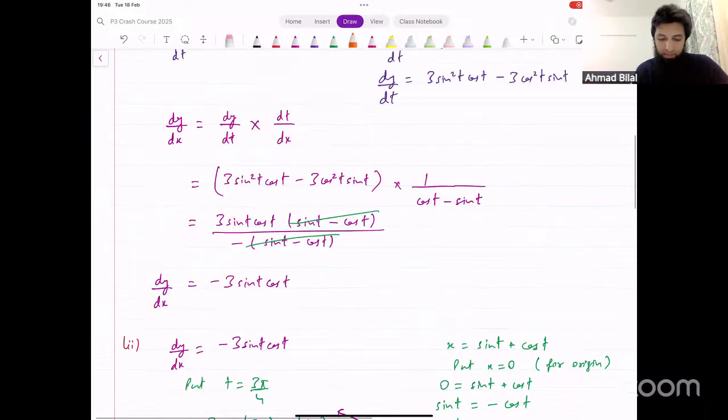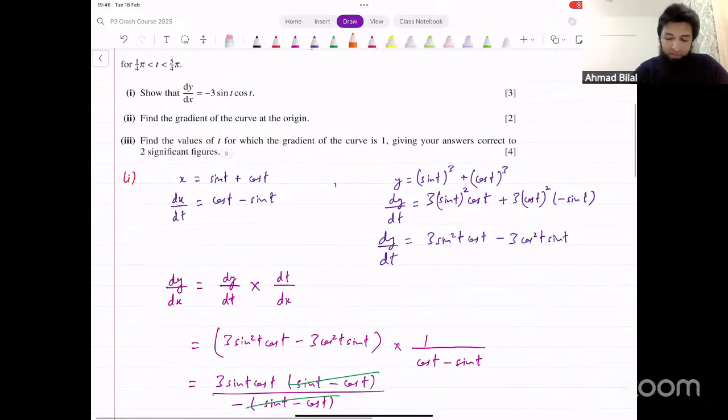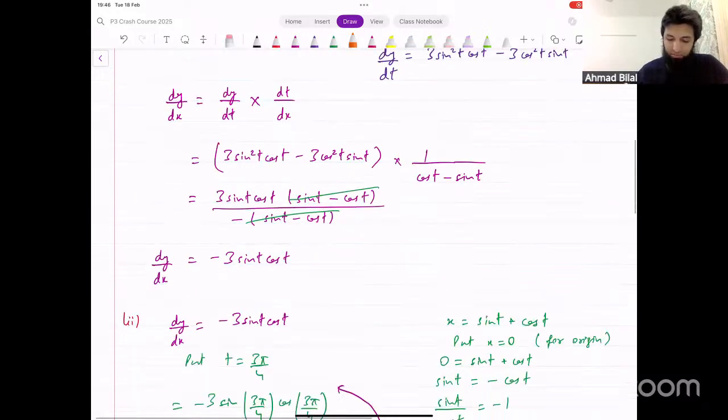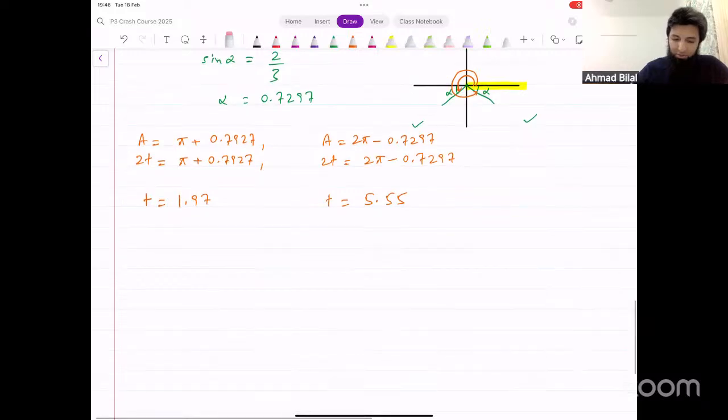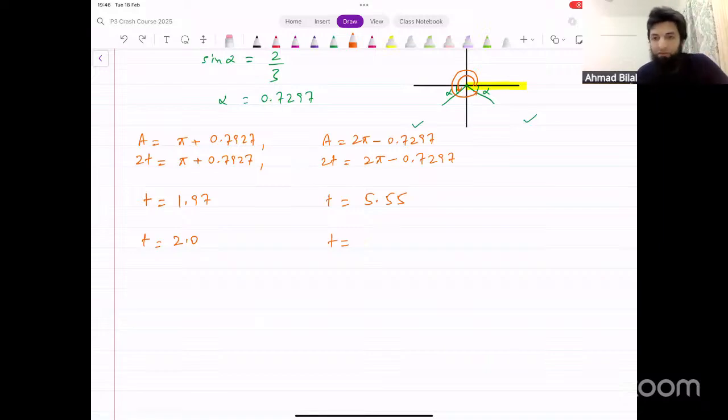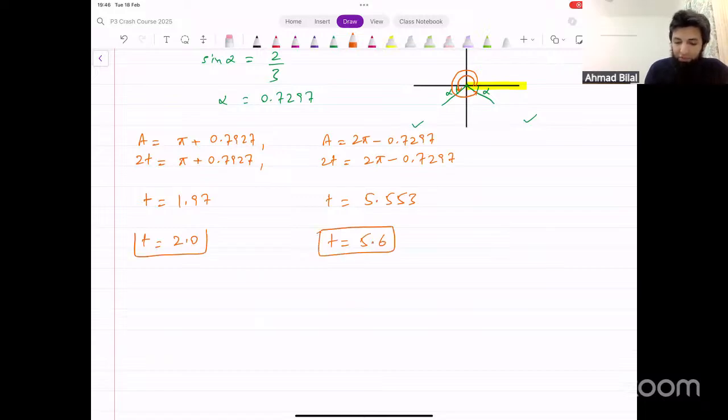Sir? Yes. Okay, so the question says two significant figures. So you would say this is 2.0, and since you have 5.553 here, this rounds off to 5.6. Yes. Is that what you were saying?